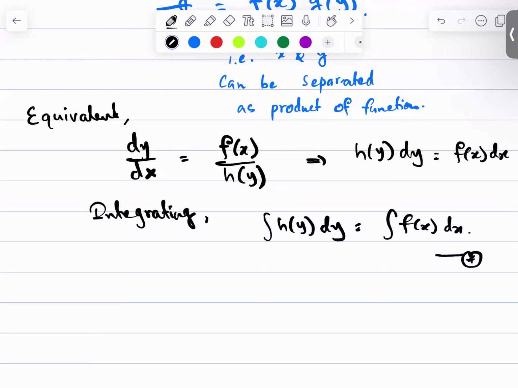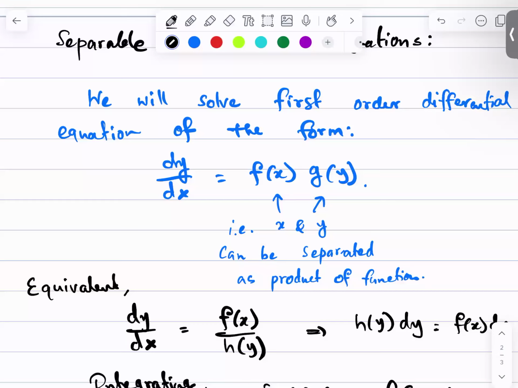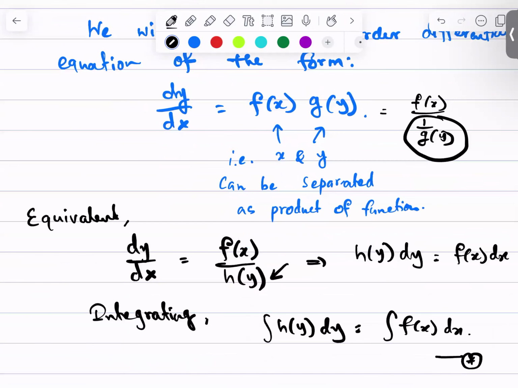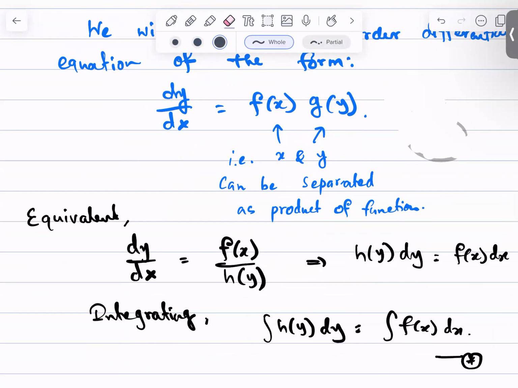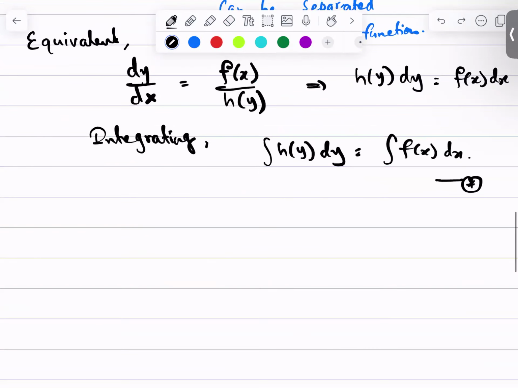Let's name this star. So what I'm saying is that when you have f(x) times g(y), I can write this as f(x) over 1 over g(y), right? There's no harm. And then I'm renaming this 1 over g(y) as h(y) here. So this is basically playing with the function. And at the very end, we'll separate out the y part on one side and the x part on the other side. And then basically we'll integrate.